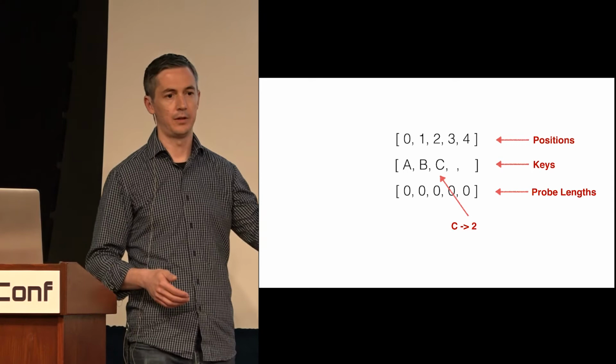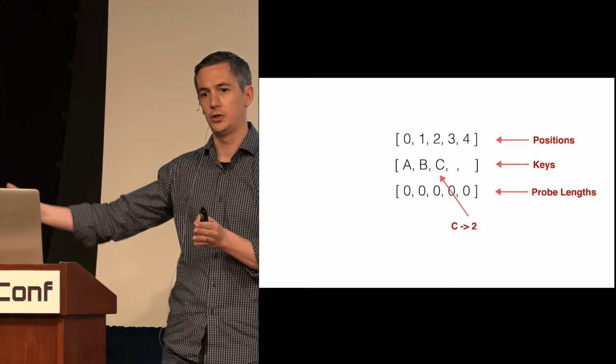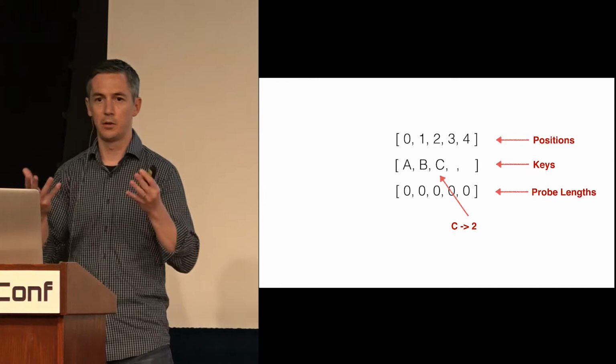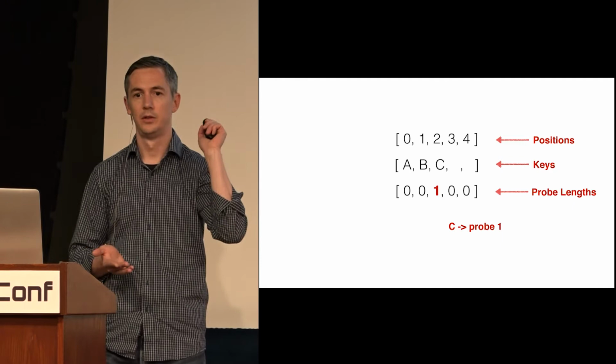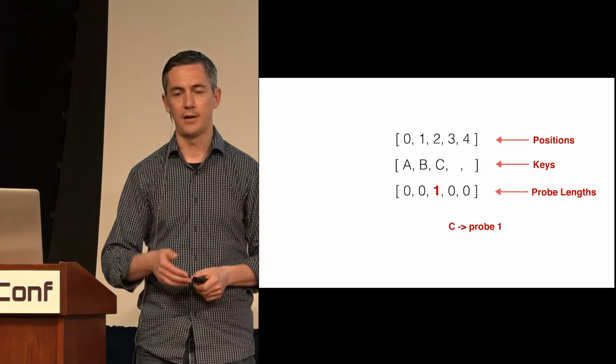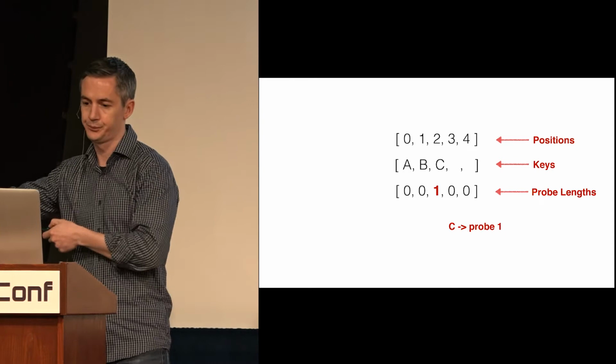So the probe length is the number of hops you would need to make forward in the hash table to find that element, to find that key. Because they're both the same, we say we're going to skip to the next location, look it up, and since there's nothing there, we put C there. And we mark it down as a probe length of 1. So we have that for bookkeeping later. Now, we'll throw away the probe lengths array after we've computed the thing and written it out to disk, but we need it while we're constructing the hash table.